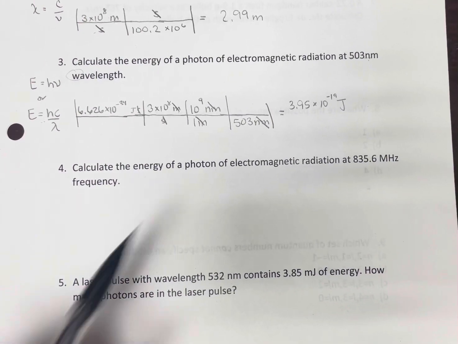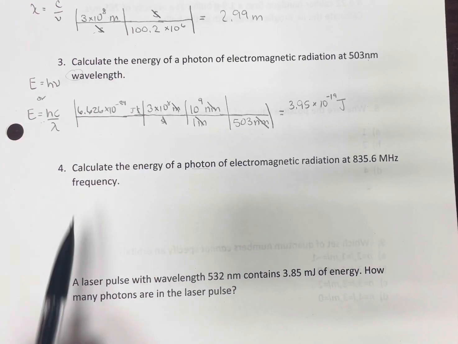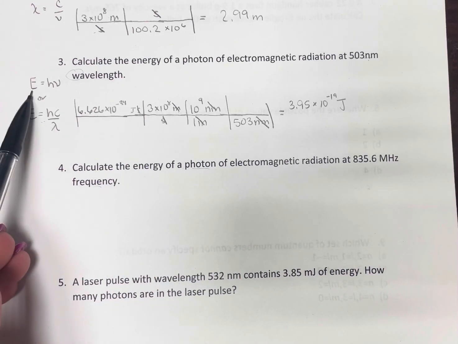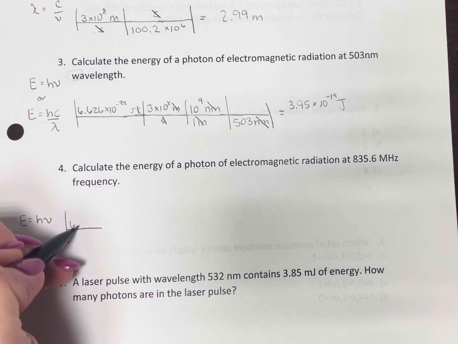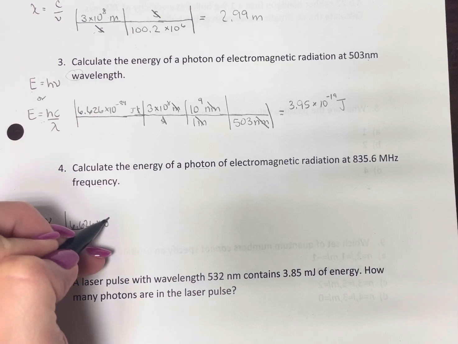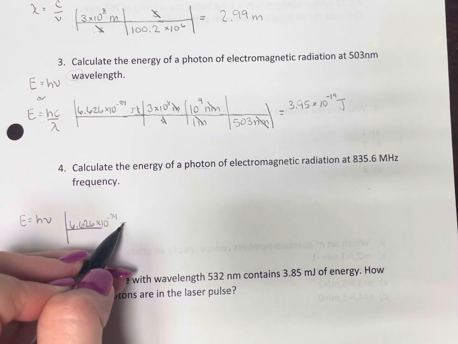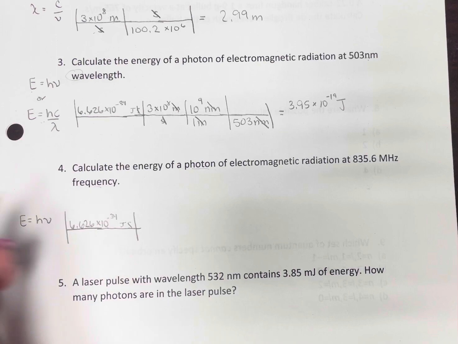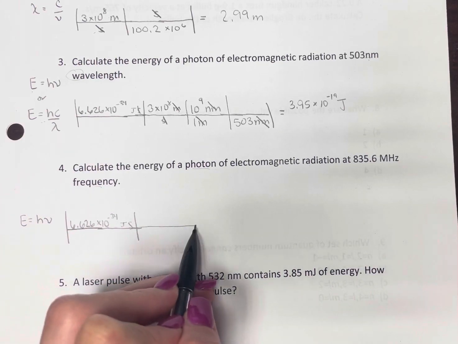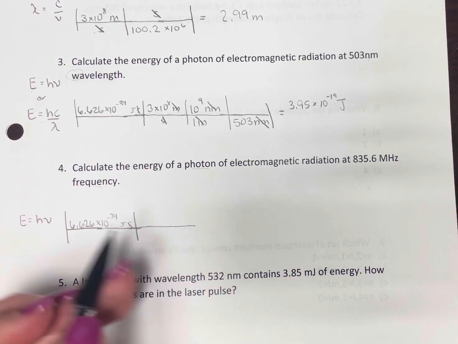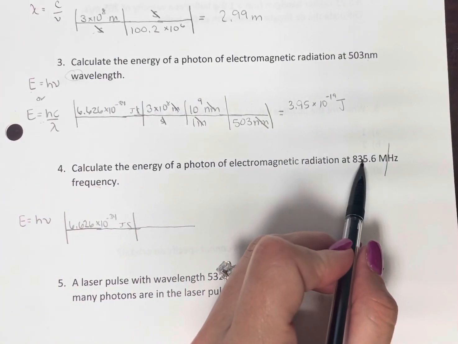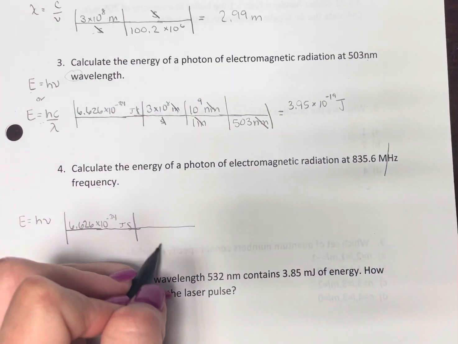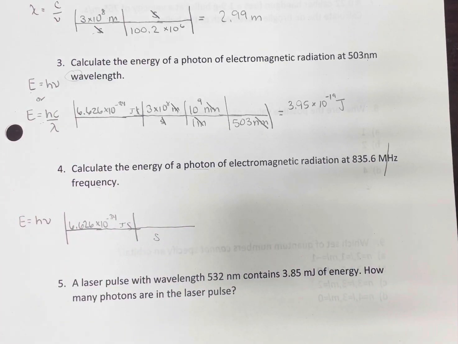Next one, energy of a photon, only this time we're given frequency. So let's use energy equals h times frequency. 6.626 times 10 to the negative 34 joule seconds. We multiply by frequency. Remember, frequency is the inverse unit. So that means this many, so the prefix goes with the number per second. So for hertz, you just put seconds in the bottom.